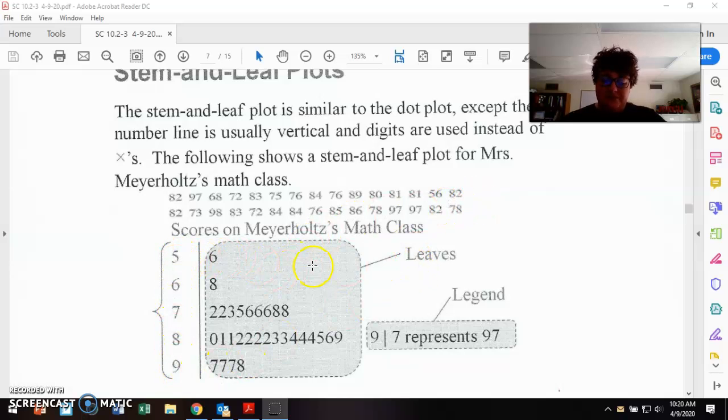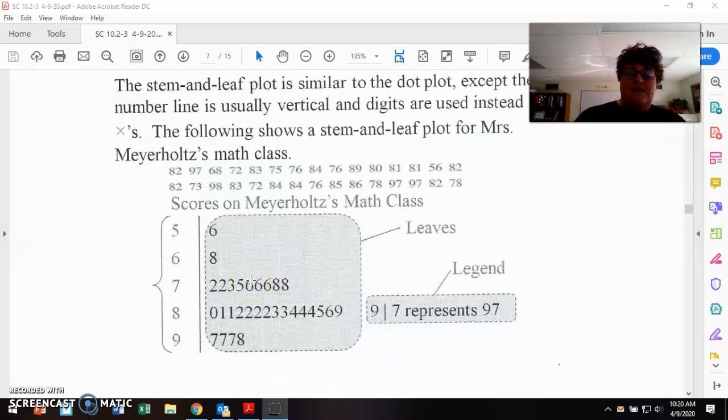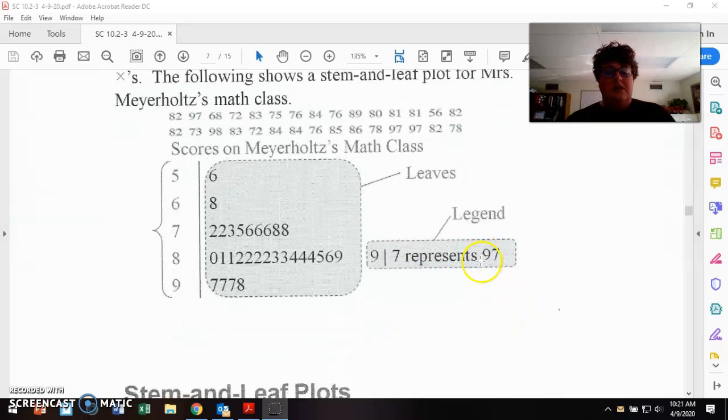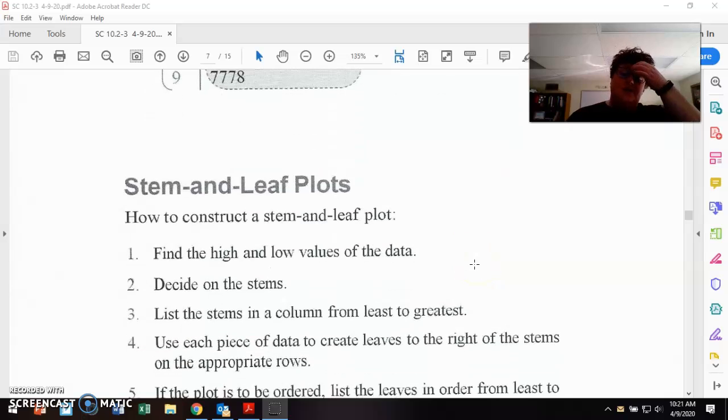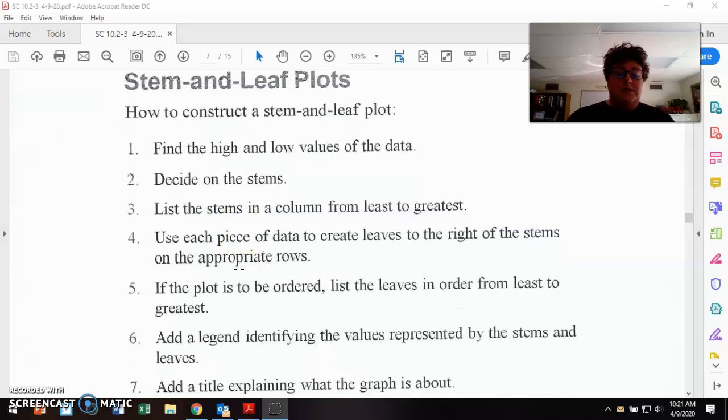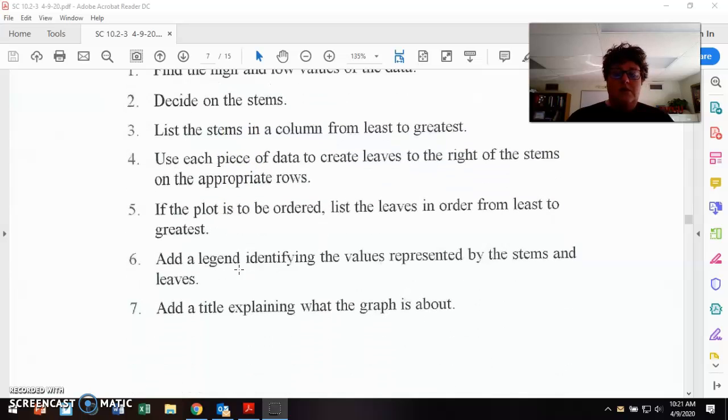Your leaves are the ones place. Okay, so I have a 56, a 68, a 72, a 72, a 73. So this portion is called the leaves. So this is just another way that you can display data. Again, we have a title, we have our stem, we have our leaves, and we have a legend. 9/7 means 97. Okay, and it also gives you directions on how to make a stem and leaf plot. So be sure to practice one of those in the homework.